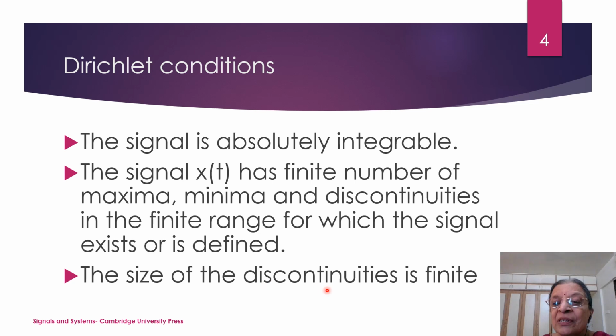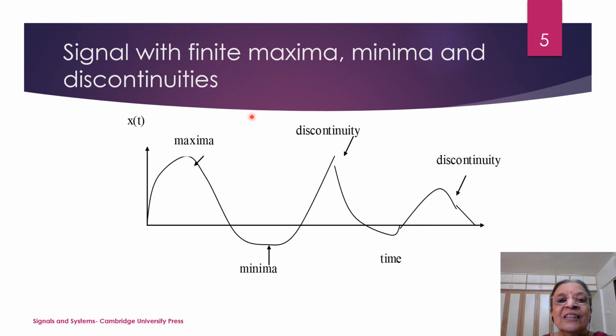The size of the discontinuities must be finite. The discontinuity must not be such that the signal is totally divided into two different signals. It should not happen. There should be a small discontinuity, I can say. These conditions are named as Dirichlet conditions, and these must be satisfied in order that the Fourier transform exists. See, this is a sample signal that is shown with a finite number of maxima, minima, and a finite number of discontinuities.